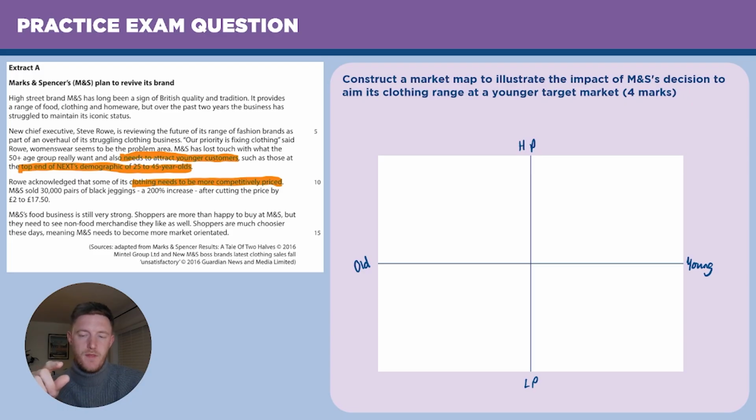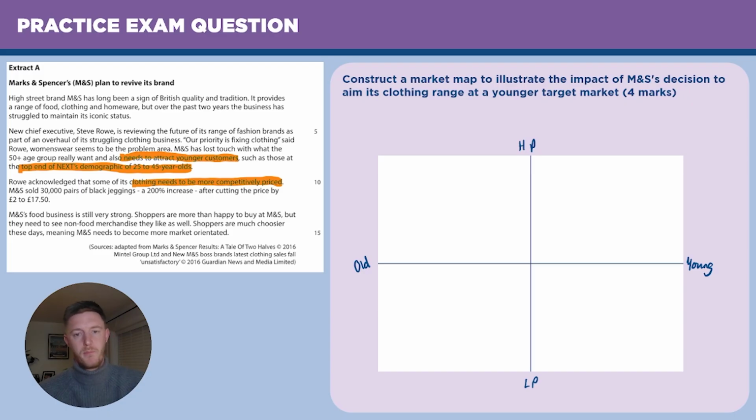So there's a mention of young and old, so I've put that on there. And there's a mention of price, so I've put high price and low price. You could have gone high quality, low quality. Again, the key thing is that you balance this out and put things in the right place. So you'll get some marks for your high price, low price, old, young. I've gone with older, young.